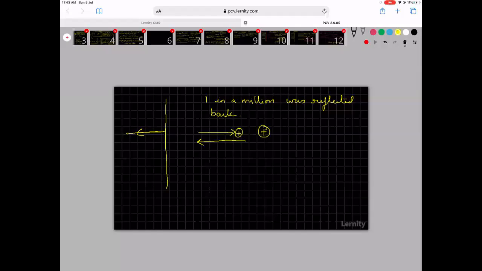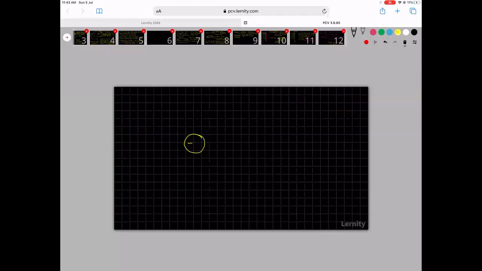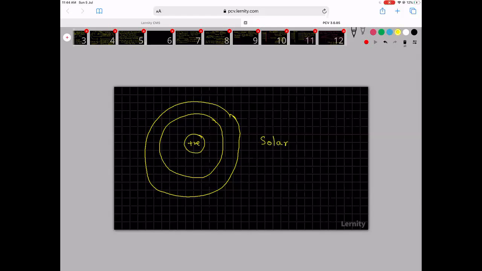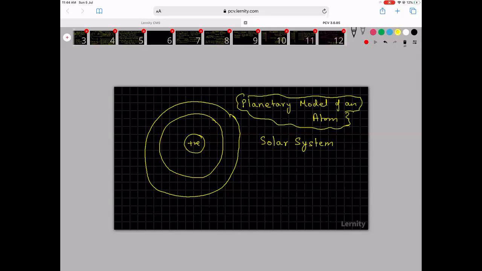Now, based on this, Rutherford constructed a model of an atom. What Rutherford said is that an atom has a positively charged center and the electrons must be revolving around it. When you look at this, it looks like the solar system with the sun at the center. So this is called the planetary model of an atom.